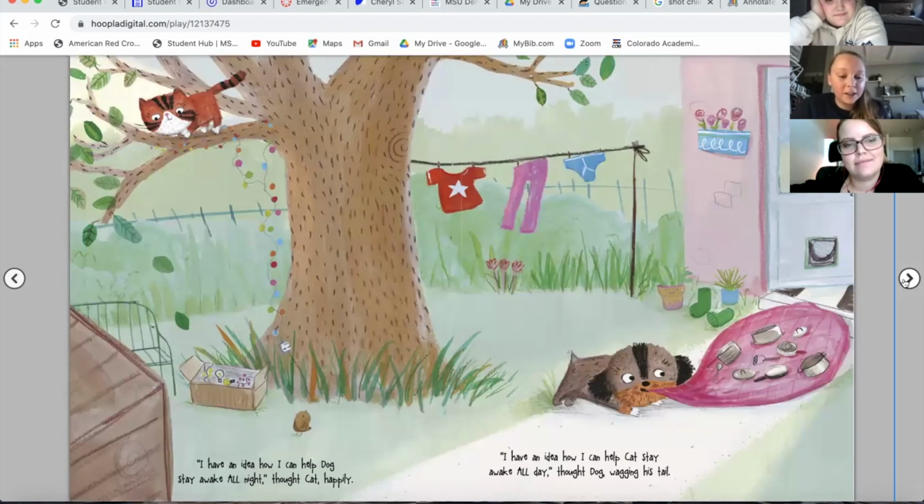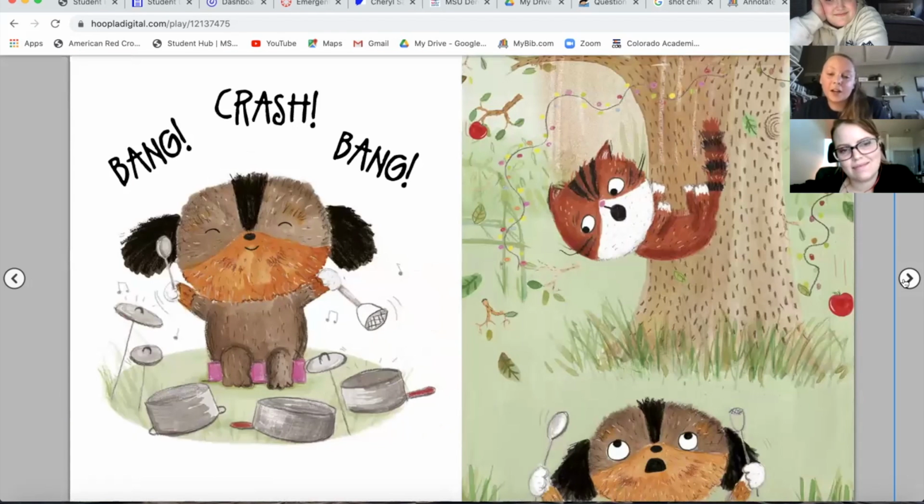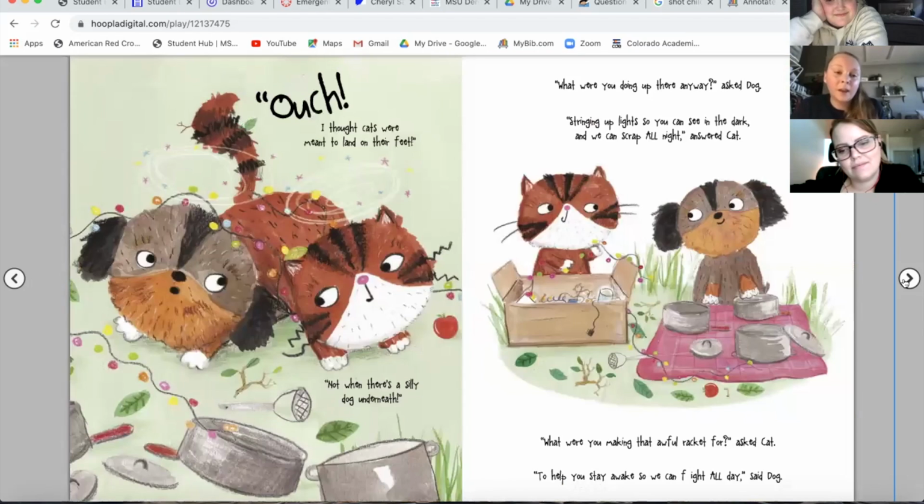"I have an idea how I can help Dog stay awake all night," thought Cat happily. "I have an idea how I can help Cat stay up all night, or all day," thought Dog, wagging his tail. Bang, crash, bang. "Ouch! I thought cats were meant to land on their feet, not when there's a silly dog underneath. What were you doing up there anyway?" asked Dog.